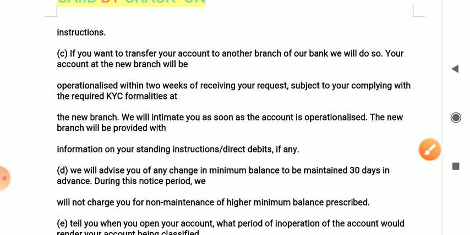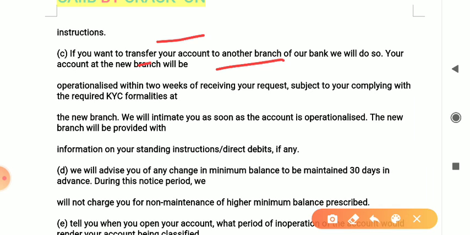Then next one: if you want to transfer your account to another branch of our bank, we will do so. Your account at the new branch will be operationalized within 2 weeks of receiving your request. Remember, within 2 weeks, subject to you complying with the required KYC formalities at the new branch. We will intimate you as soon as the account is operationalized. The new branch will be provided with information on your standing instructions and direct debits, if any.